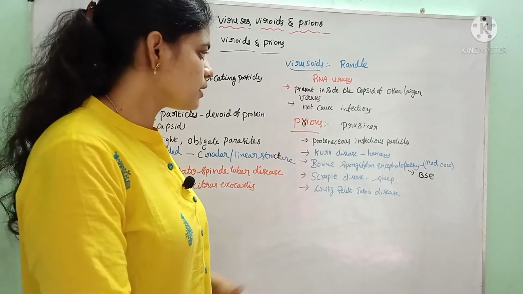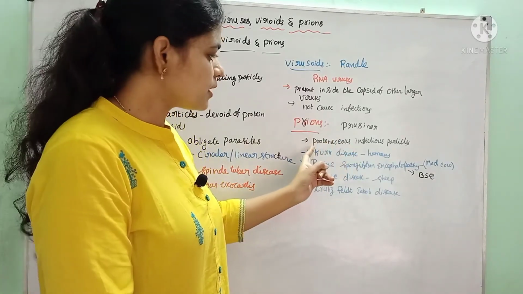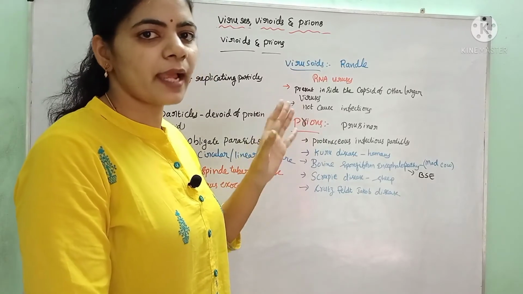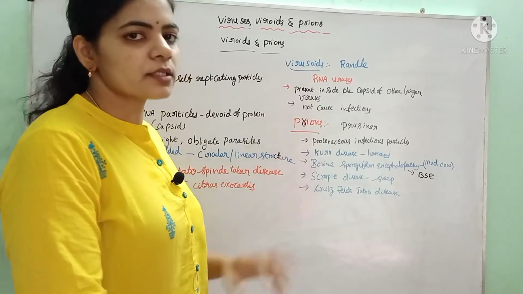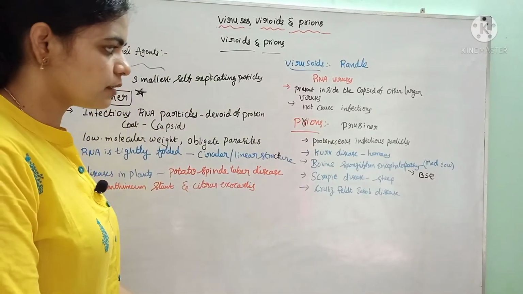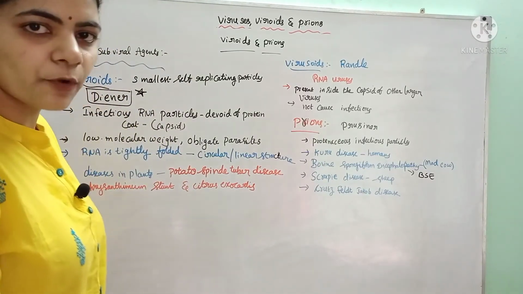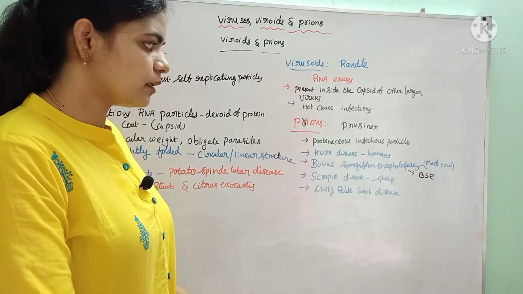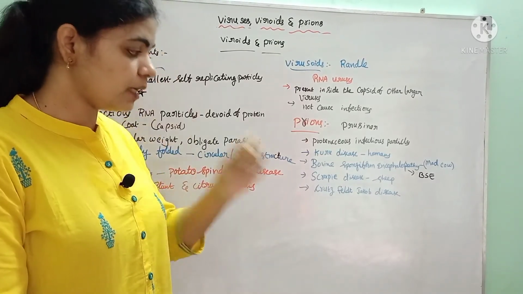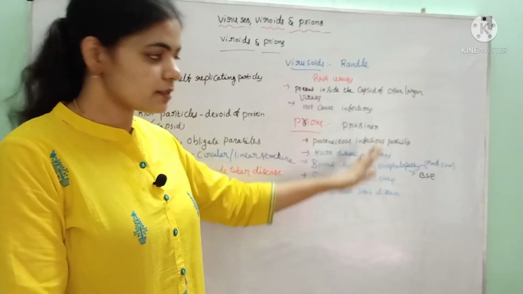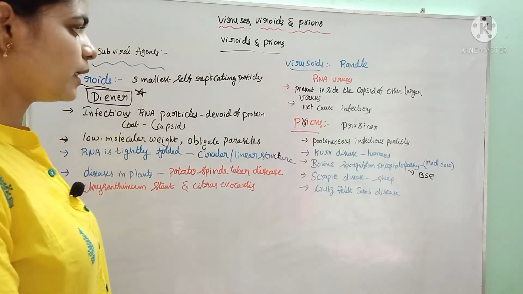Who discovered the prions? Prusiner. These prions are only proteins that act as infectious particles without genetic material. They cause infections like Kuru disease in human beings, bovine spongiform encephalopathy or BSE, mad cow disease, scrapie disease in sheep, and Creutzfeldt-Jakob disease. These are some of the diseases caused by prions.